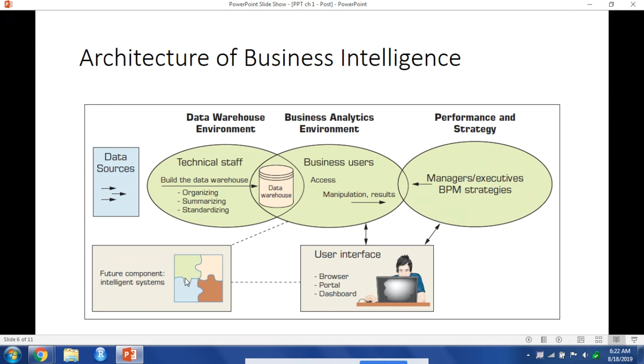The final block is for managers and executives. Over here, this is where they use the reports and dashboards to do business process management and develop strategies to drive the business forward, ultimately trying to make more money.